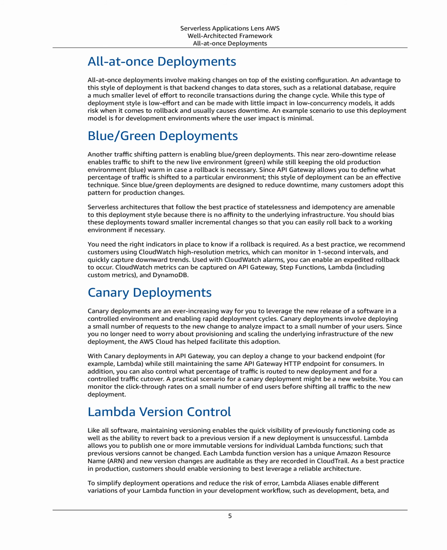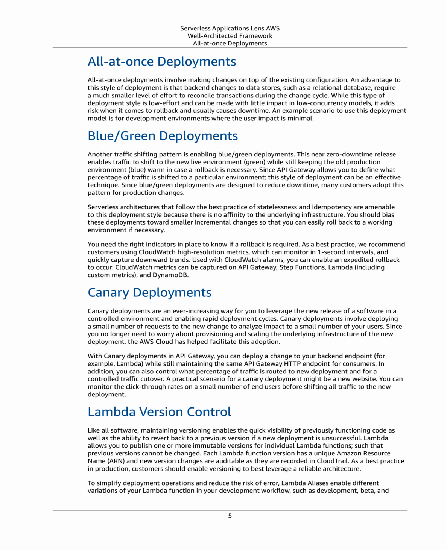Since API Gateway allows you to define what percentage of traffic is shifted to a particular environment, this style of deployment can be an effective technique. Since blue/green deployments are designed to reduce downtime, many customers adopt this pattern for production changes.